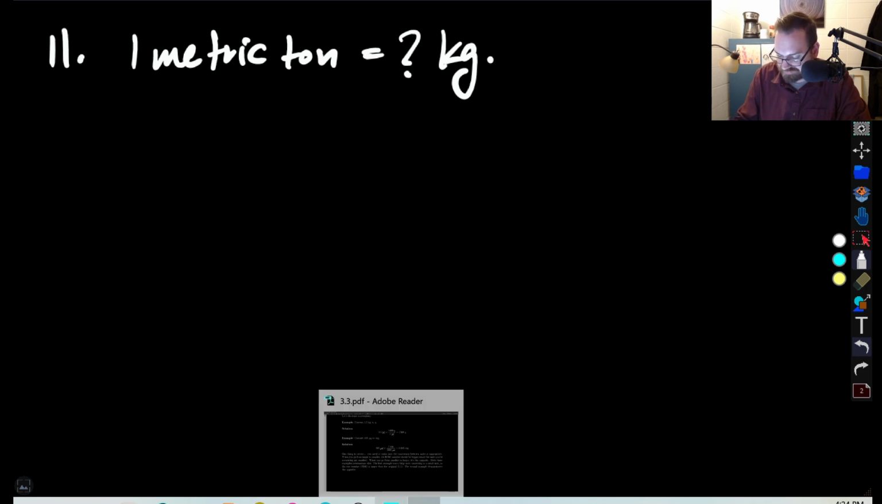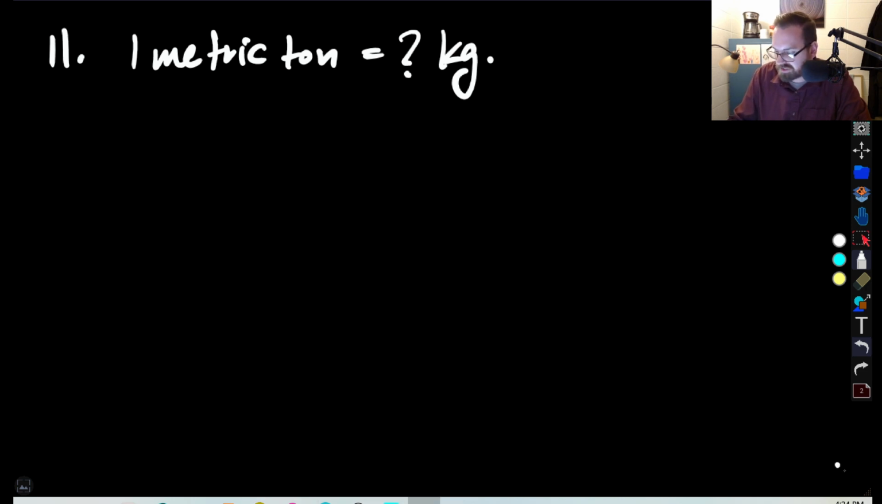Next one. Question number 11. 1 metric ton is equal to how many kilograms? Okay. This is actually one of those units that's just in the notes. I don't know if you saw this, but in the notes it specifically said that 1 metric ton was 1,000 kilograms. So that one's kind of a gimme. So this one's equal 1,000.